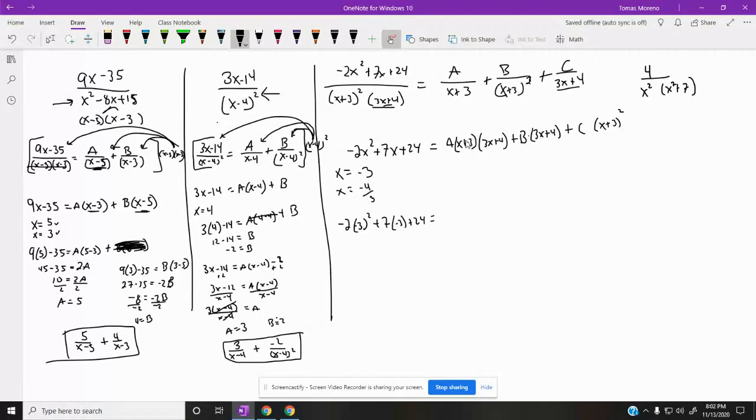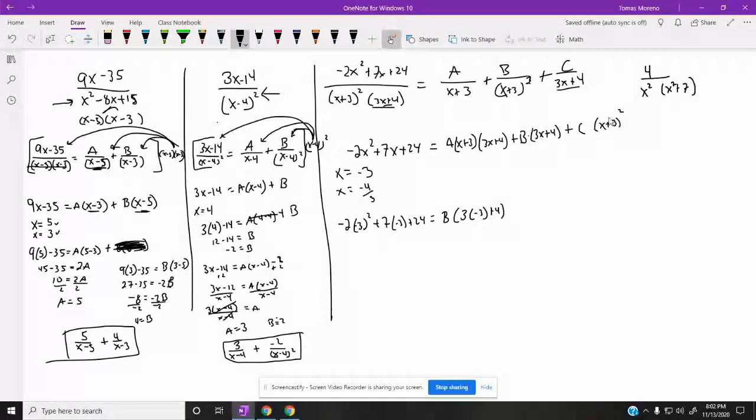If I plug in -3 here, this becomes a 0, so this entire thing becomes a 0. If I plug in -3 here, this becomes a 0. So by plugging in -3, the A cancels and the C cancels, leaving me just the B to worry about. That's why I'm not going to spend time writing it, because right here, this becomes 0. So 0 times any of this is 0, times any of this is 0.